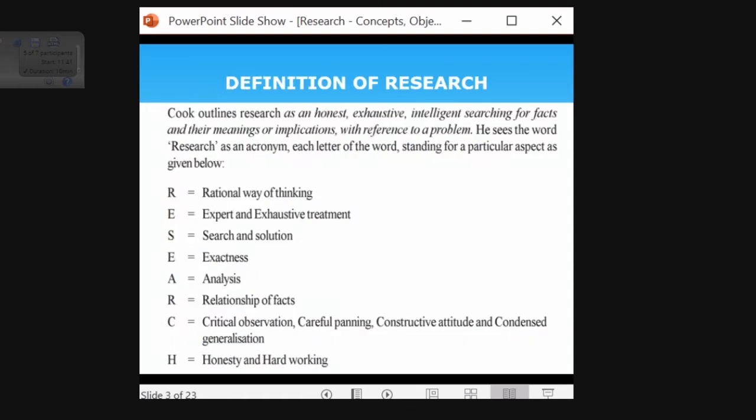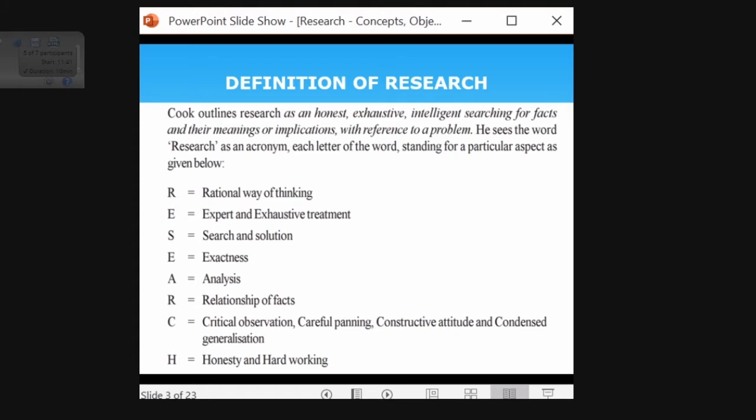There are different definitions given by different experts regarding research, and I took this particular one. According to Cook, research is nothing but an honest, exhaustive, intelligent searching for facts and their meanings with reference to a problem. So you have a problem. For example, why are people not coming to the library in the 20th century? That is a research problem. You need to find an answer for that particular problem.